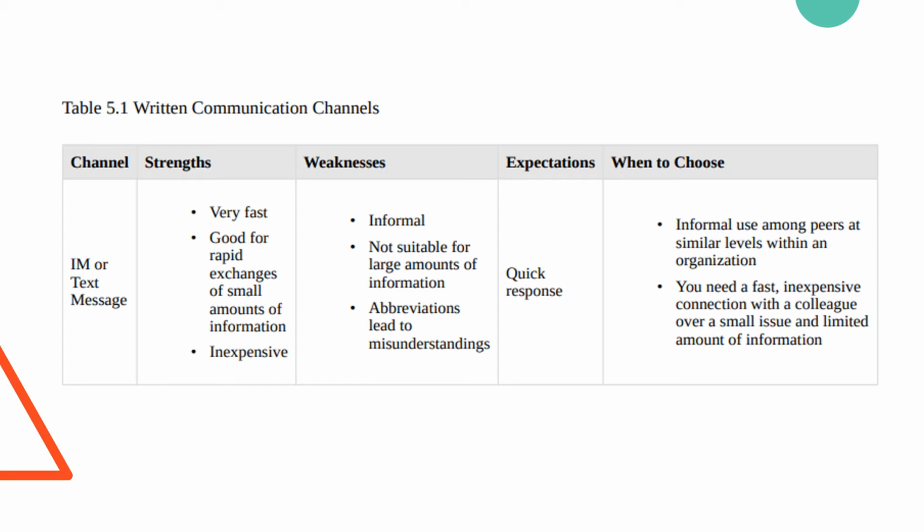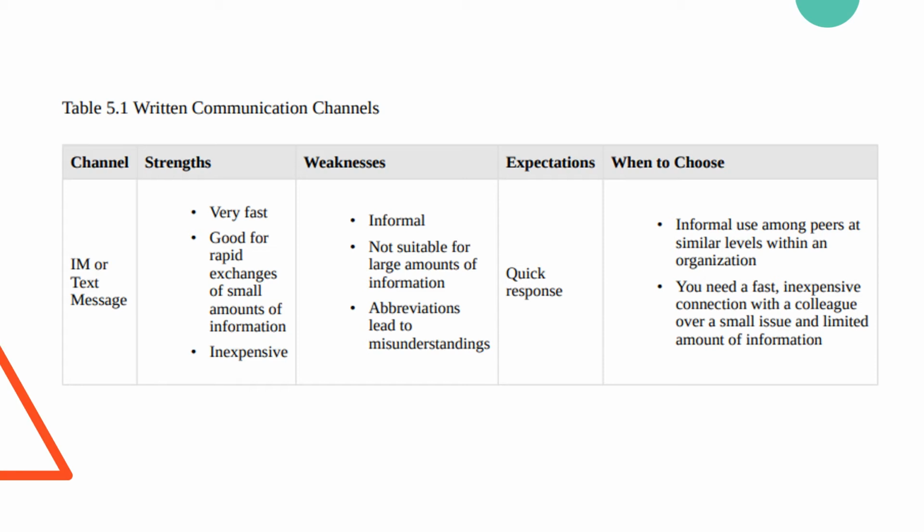Now on the flip side, weaknesses, it is more informal. It might not be suitable for large amounts of information, and then there could also be abbreviations or slang in those messages, which could lead to misunderstandings or be difficult for some people to understand. Now the expectation with a text message or an IM, an instant message, is that you get a quick response.